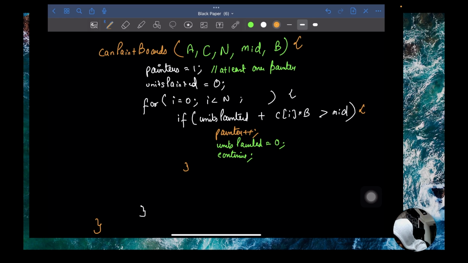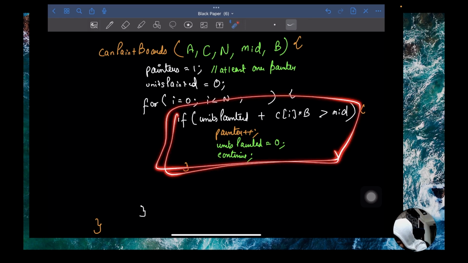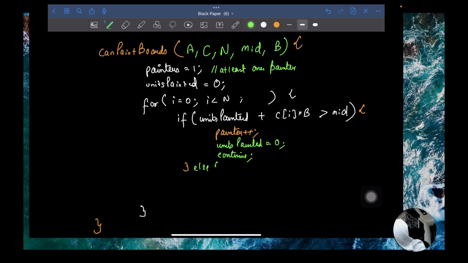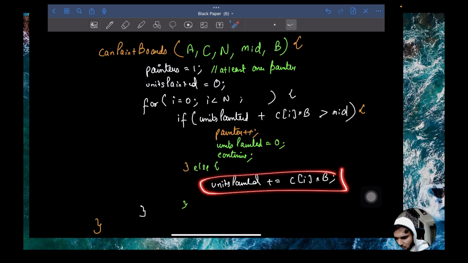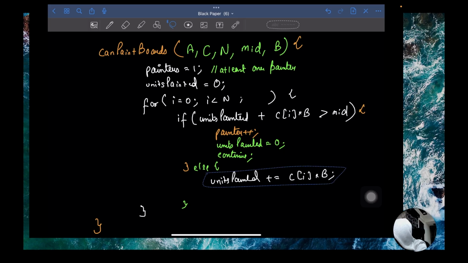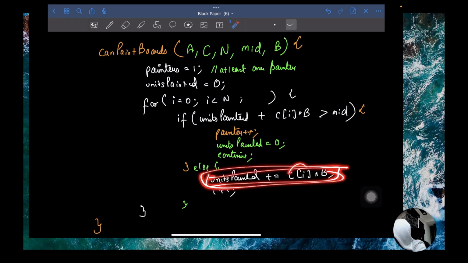And if this if check is not the case, else what will you do? That means the current painter can paint the board. So you will say units painted plus equals C of i into B. So the same painter is going to paint these many units also. And then I'll do i plus plus. That's why I was initially writing a while loop. So now I'm saying that this painter can paint the ith board, no problem.